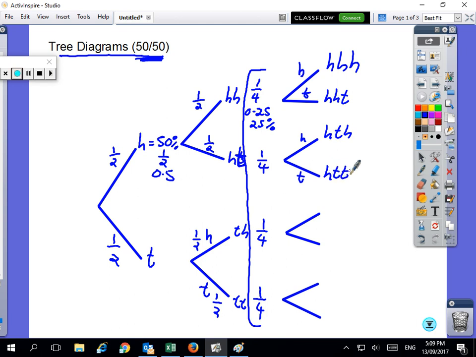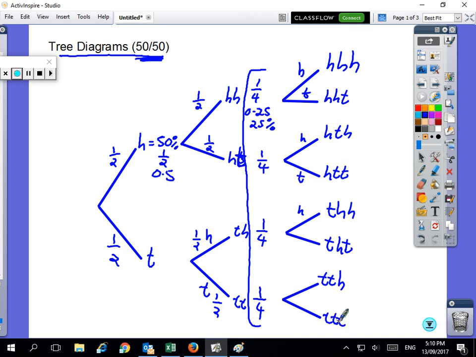And I just keep going down, tails, heads, heads, tails, heads, tails. And just try and be methodical as you go. And the last one will be tails, going up, heads, tails, heads, tails, tails. So the only one with 3 tails would be the very bottom.